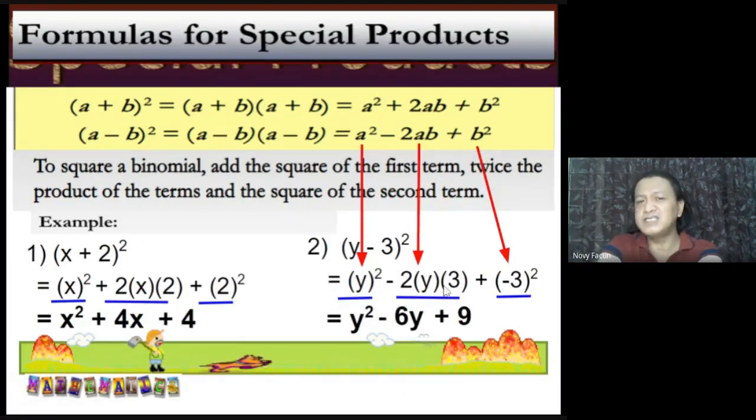Take note of this. This is a perfect square trinomial. So always remember, the final answer of the square of binomial is always a perfect square trinomial. Paano ko malalaman ang perfect square trinomial? Kapag ang last term mo ay perfect, ano ba yung mga perfect natin? We have 1, 4, 9, 16, 25, 49, 36, and so on and so forth. So you have to master the list of perfect squares.